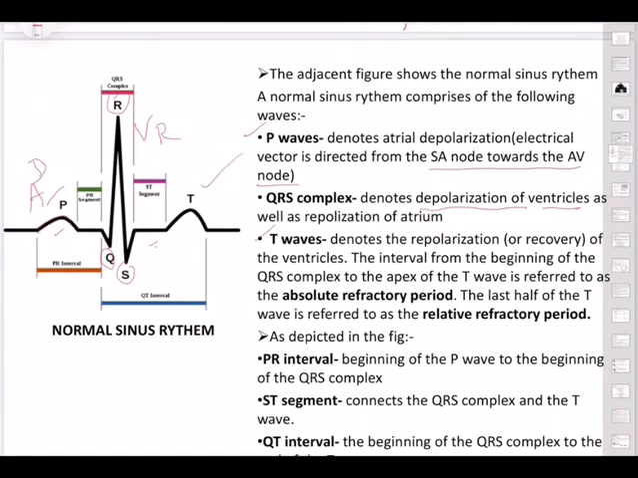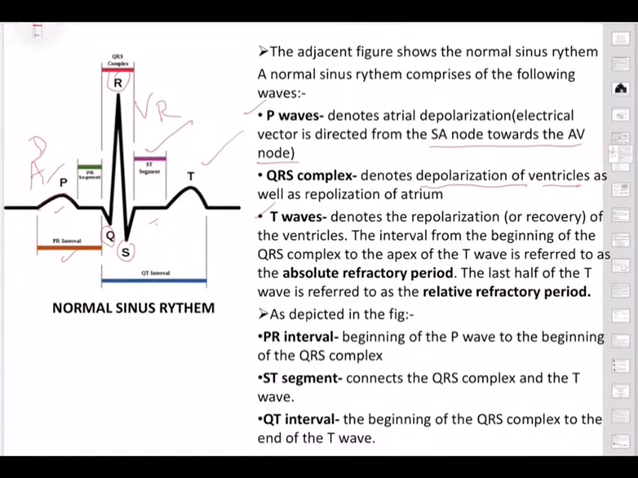So as depicted in the picture, we have got some waves and intervals. PR interval, you can see here, this is the PR interval: beginning of the P wave to the beginning of the QRS complex, that is PR. What is the ST segment? Yes, here it is. The ST segment connects the QRS complex and the T wave.